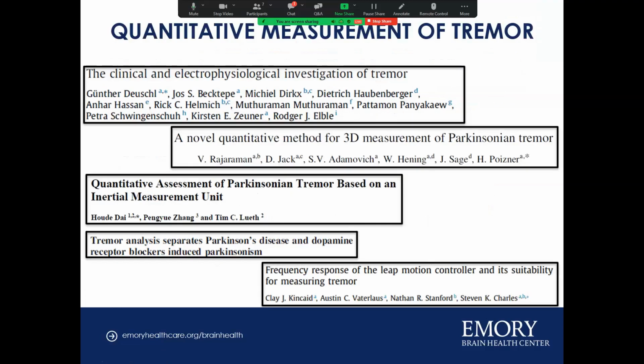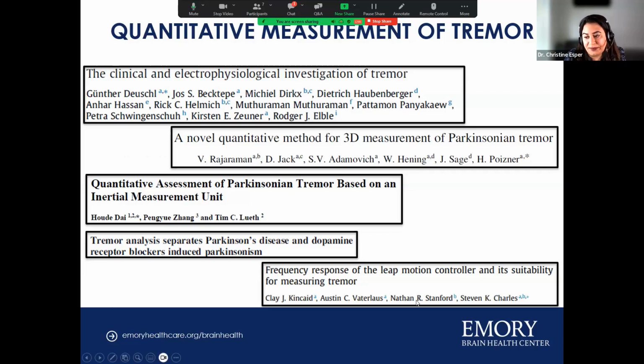So there have been a number of publications that have documented quantifying tremor. Here are some examples. Some techniques do use 3D motion capture, others use wearables, which is another hot field these days, and accelerometry. So one of the purposes of our lab is to help identify and measure tremor.